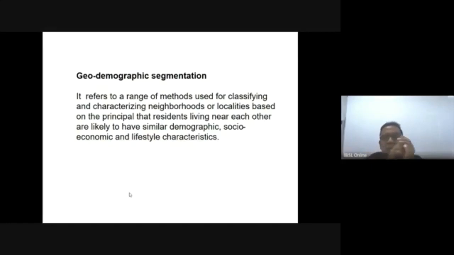It refers to a range of methods used for classifying and characterizing neighborhoods or localities based on the principle that residents living near each other are likely to have similar demographic, socio-economic and lifestyle. This I described last week. The people living in, say, Mattegoda, they are the similar income level people living in one location, right? Mattegoda is one example, right?